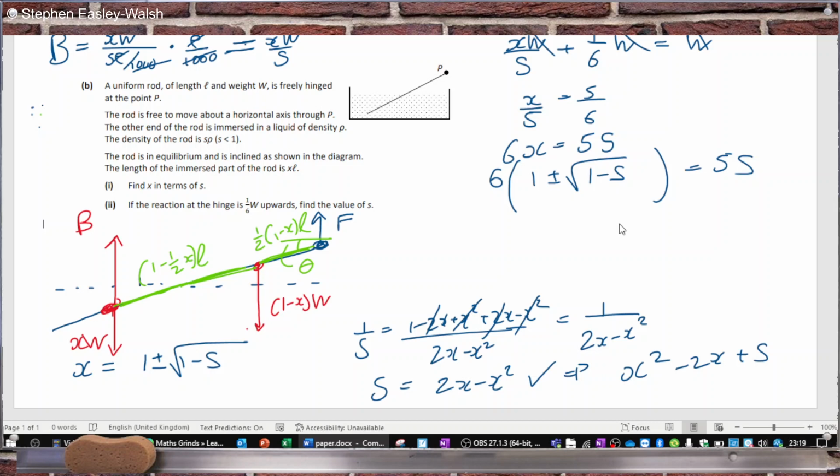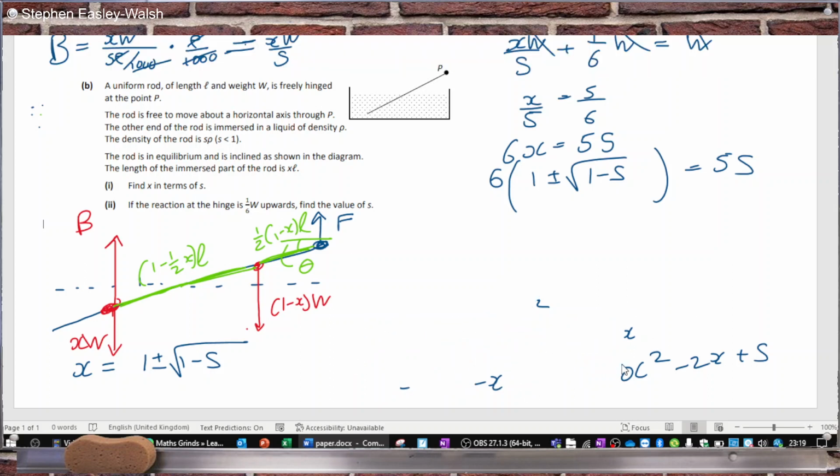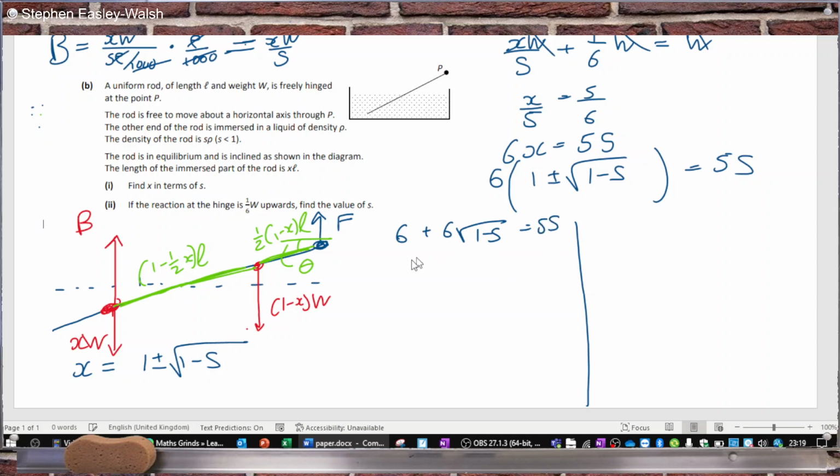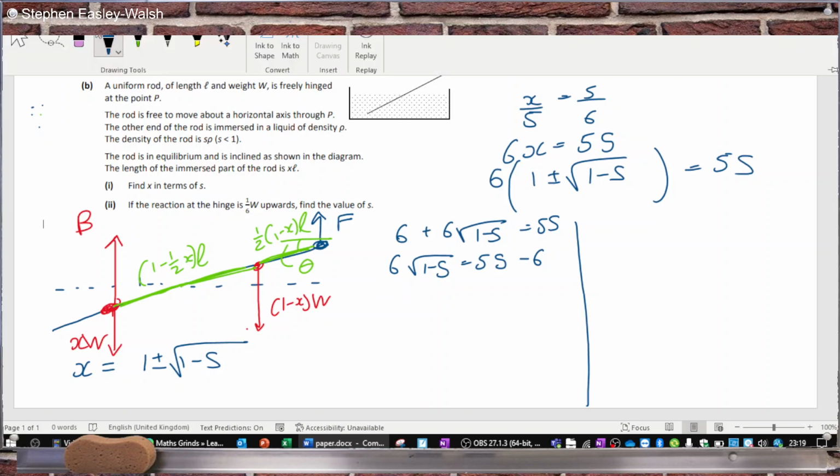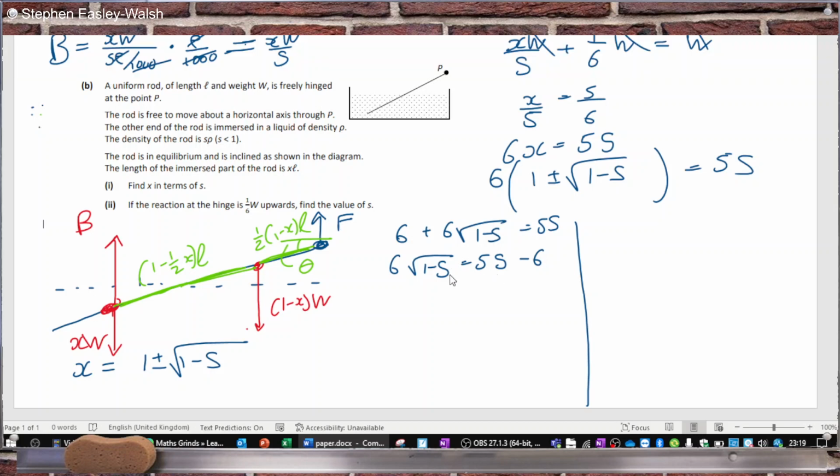Well, there can only be one value of S. So will I look at both answers? Yeah. Okay, so if we take the plus one, that'll be 6 plus 6 root 1 minus S equals 5S. That'll be 6 root 1 minus S equals 5S minus 6. Squaring. No, that doesn't seem right. This seems a bit awkward.